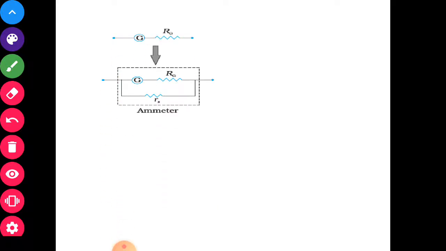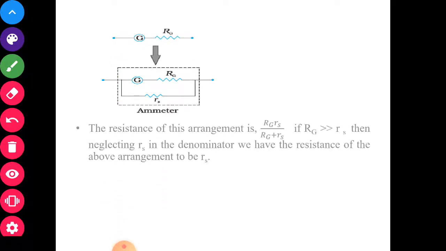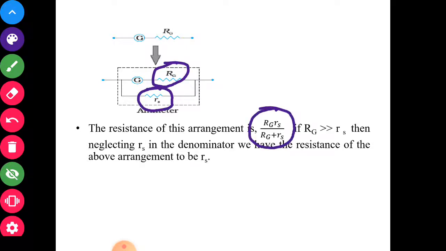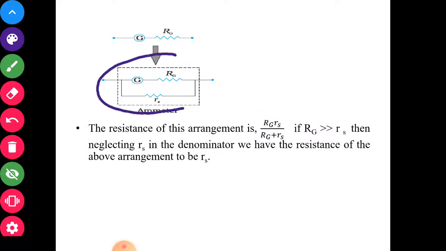Now this is the conversion which I have shown. Okay, the resistance now will become how much? It is a parallel connection, so you can understand that in parallel the resistance is the multiplication of two resistors, one is Rg, the other one is Rs. So Rg Rs upon Rg plus Rs will be the resistance of this total arrangement. This arrangement will have this much amount of resistance.